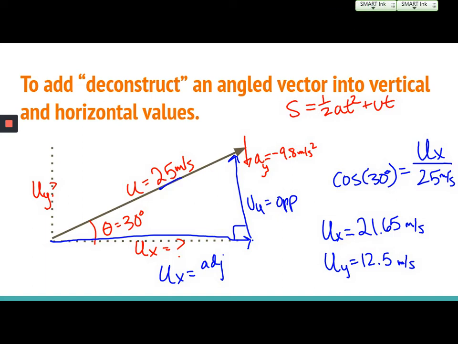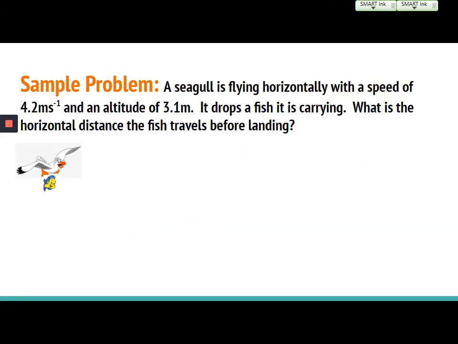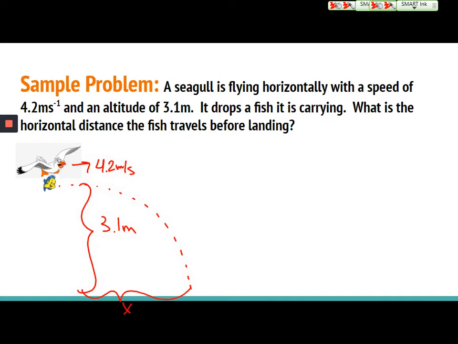Then I could actually use these in an equation, like figuring out how long it takes the ball to stop or how long it's in the air. And these are some of the things you're going to want to practice. So for example, a seagull is flying horizontally with a speed of 4.2 meters per second, at an altitude of 3.1 meters. It drops a fish it's carrying, a flounder. What horizontal distance will the fish go in the time before it lands?